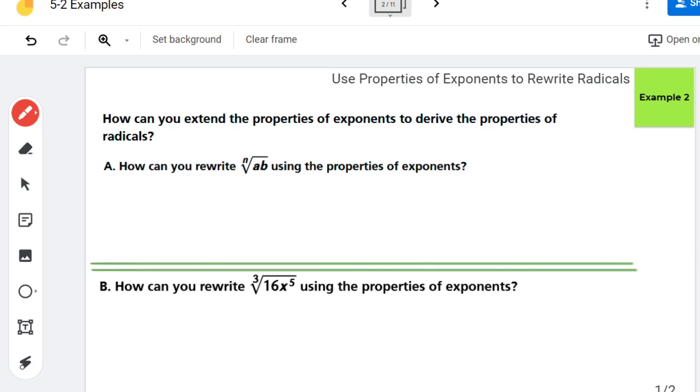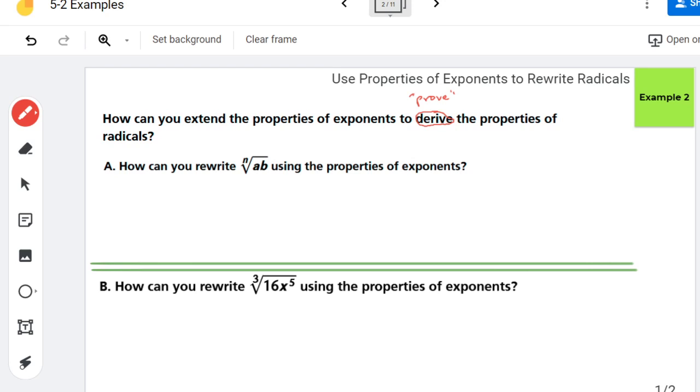So for part A here, it says, how can you extend the properties of exponents to derive the property of radicals? When we say derive in math, all that we're saying is to come up with or to prove the properties of radicals. So what we're doing is we're trying to use our previous knowledge to help us make new rules for stuff that we may not have seen before.